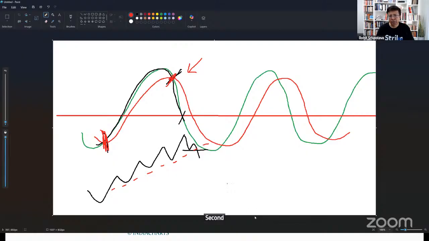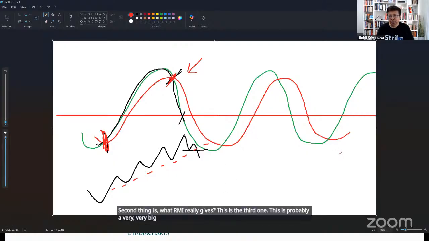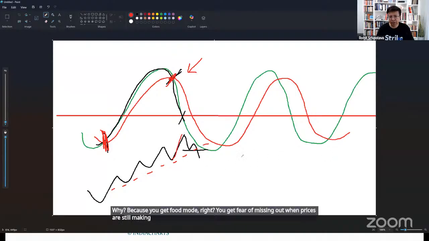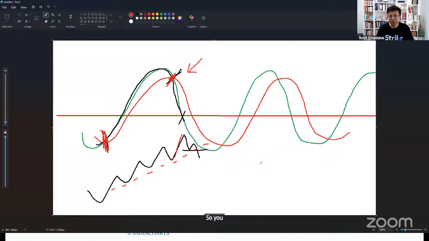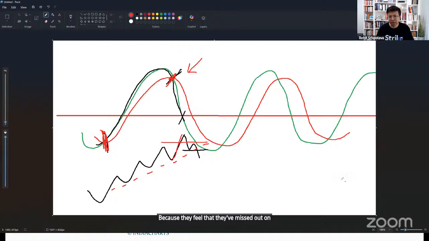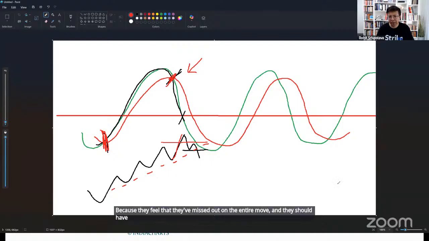Second thing is what RMI really gives. This is the third one. This is probably a very, very big one for people who find great difficulty in discipline. Why? Because you get FOMO, right? You get fear of missing out when prices are still making one more new high. So you feel like, अरे miss हो गया, अभी तो ले लेता हूँ, and most people get trapped at the stop because they feel that they've missed out on the entire move and they should have bought it, and so they end up going and buying it.